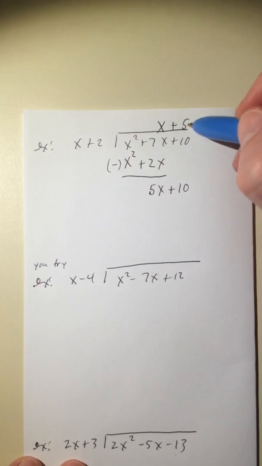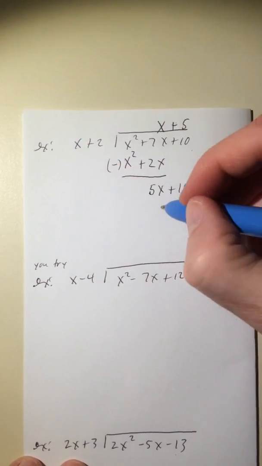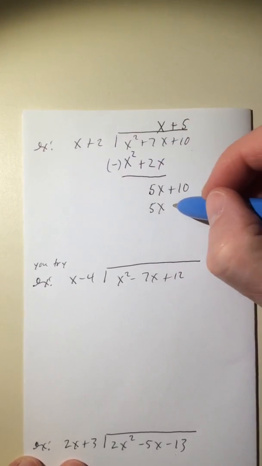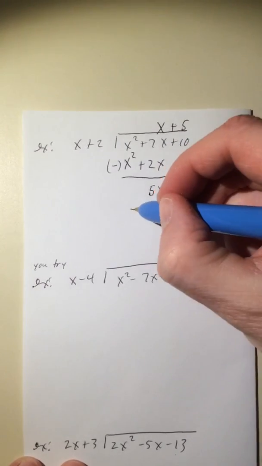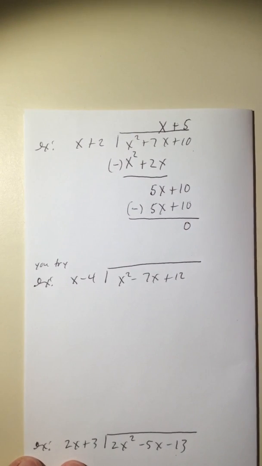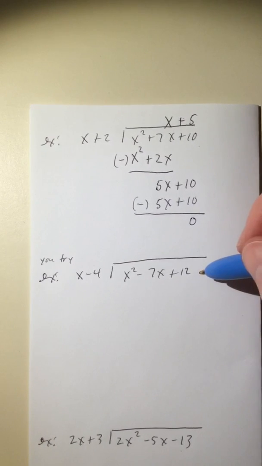So again, we take this thing here, multiply it by this stuff out here. So 5 times x is 5x. And 5 times 2 is 10. And when we subtract, we see that we have no remainder. Not that having no remainder is good or bad, it's just what it is. We could have a remainder. In this case, we don't. And in the problem you're just about to try, there's going to be no remainder either.